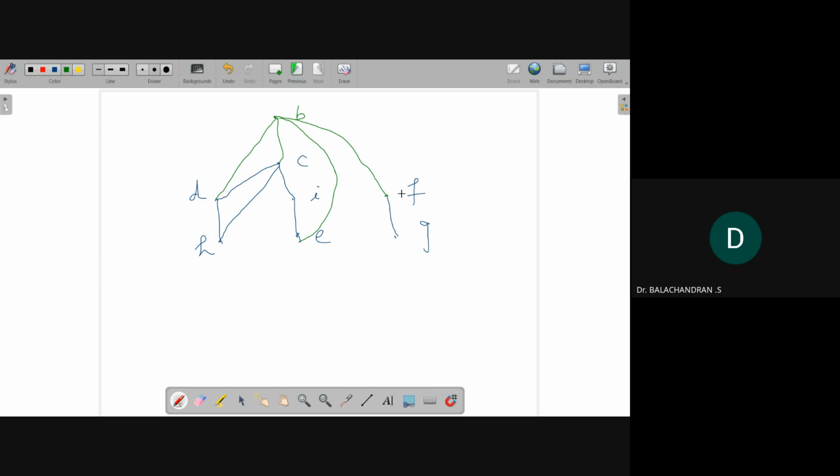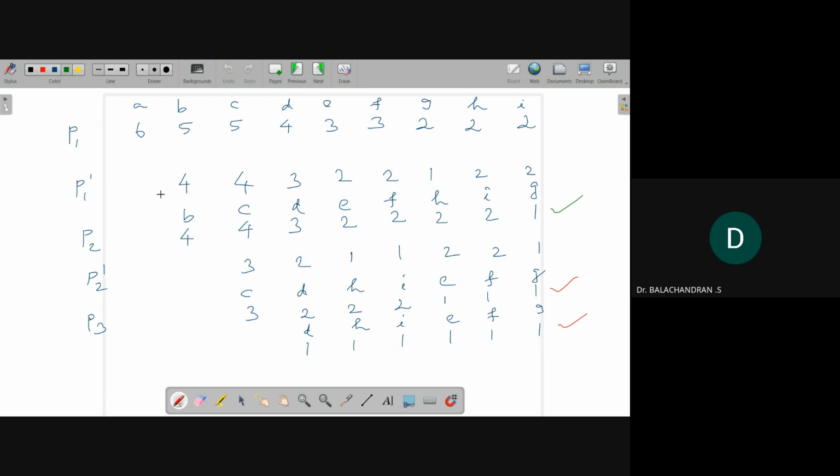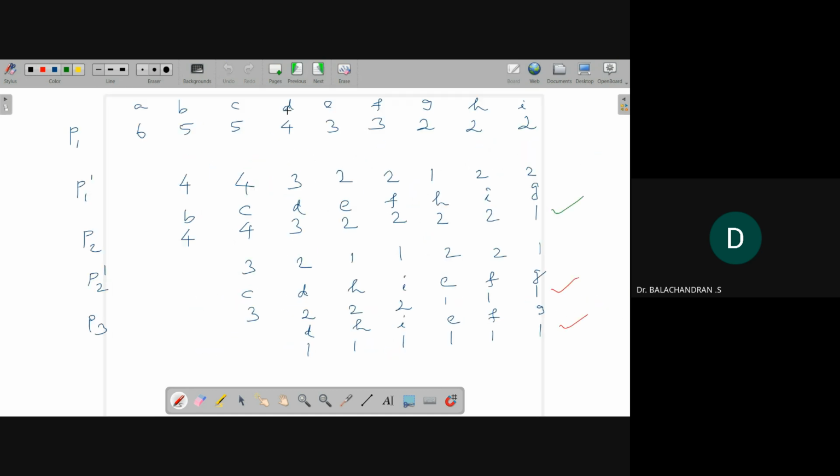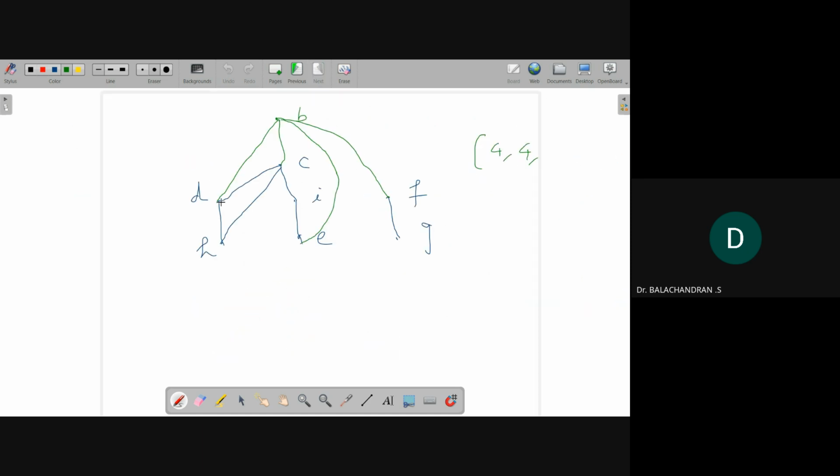Okay. Now, if you want to check it, here you can write the degree sequence. What is the degree of B? 1, 2, 3, 4. I'll write 4. Degree of B is 4. Degree of C is also 4: 1, 2, 3, 4. Degree of D is what? 1, 2, 3. D is 3.